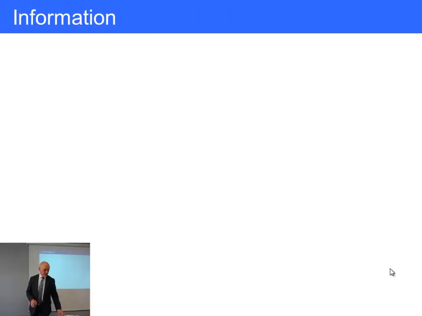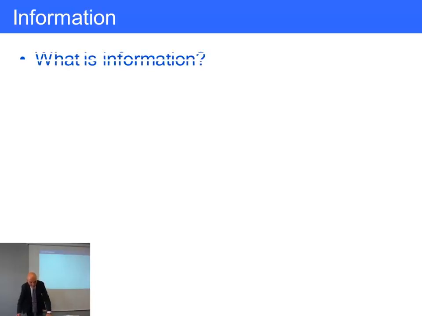Chapter 2 deals with information technology. And the first thing we have to get clear in our own mind is what is meant by the term information. Information is usually defined as data with meaning. But that kind of raises the question, what's the difference between data and information?